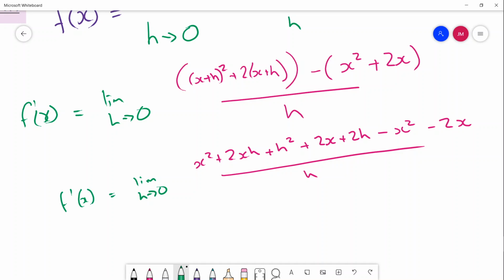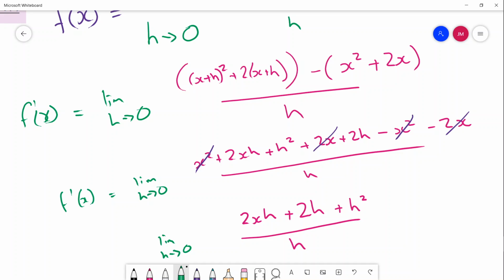So let's see if we can tie this up at all. We've got x squared minus x squared, they cancel off. Happy days. Plus 2x minus 2x cancels off. So I'm left with 2xh, and I've got a plus 2h, and I've got a plus h squared. Then I need to divide all by h. So the limit as h approaches 0 of the derivative of f of x.